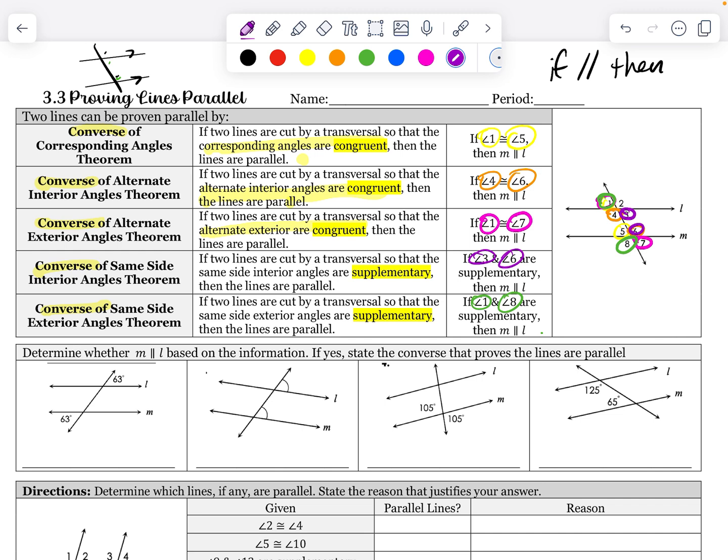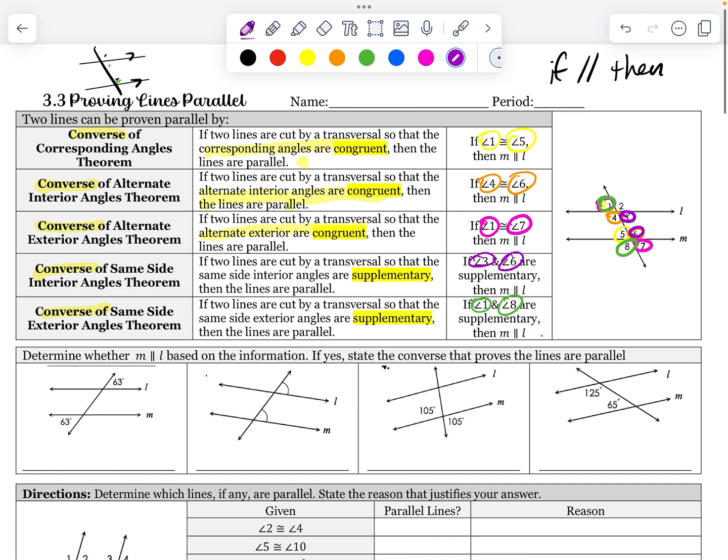Determine whether L is parallel to M based on the information. If yes, state the converse that proves it. All right, so these two are congruent. Those are alternate exterior angles. So yes, M is parallel to L, and that's the converse of alternate exterior.